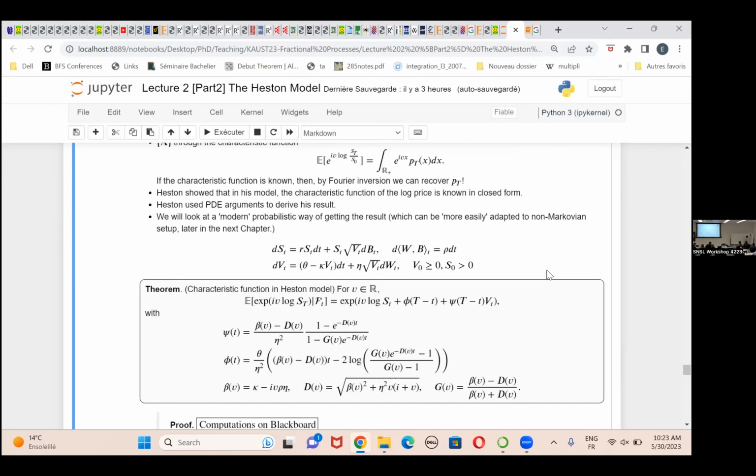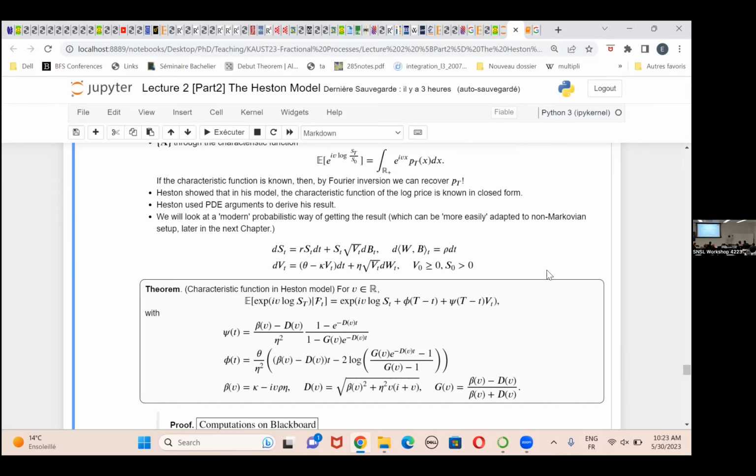Okay, so again, Heston is a combination of PDE plus a good guess, a good guess of solution for the PDE. So here we're going to start with a good guess, or ansatz, for the characteristic function. Of course, once you see the result, you can make an ansatz. But we'll see tomorrow how to construct a good ansatz.